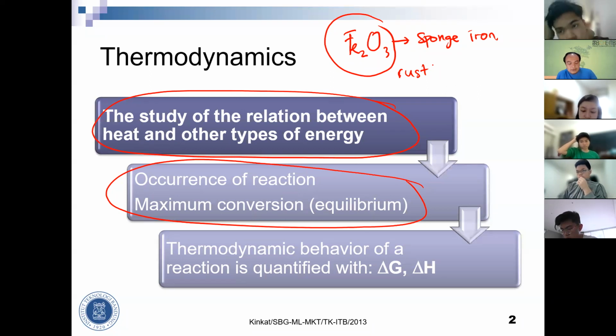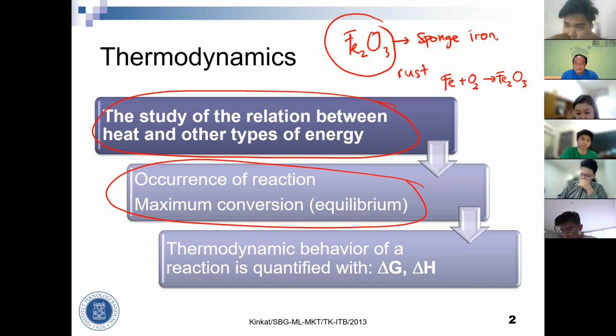So in this condition, we can say that the production of iron oxide from Fe plus O2 to form Fe2O3 is thermodynamically viable, thermodynamically feasible. Gitu ya. Making iron oxide from iron metal is thermodynamically feasible. Karena itu terjadi secara natural. It happens naturally. Gitu. But the question is how to make it efficiently. Gitu ya.